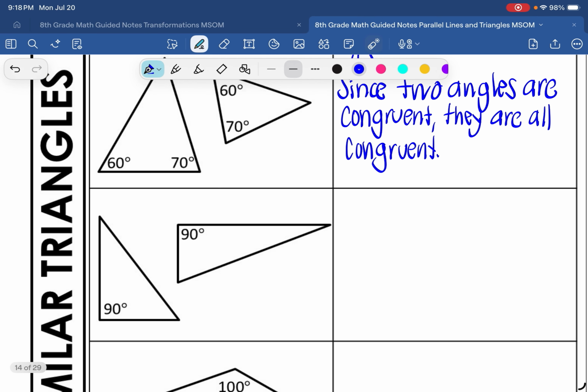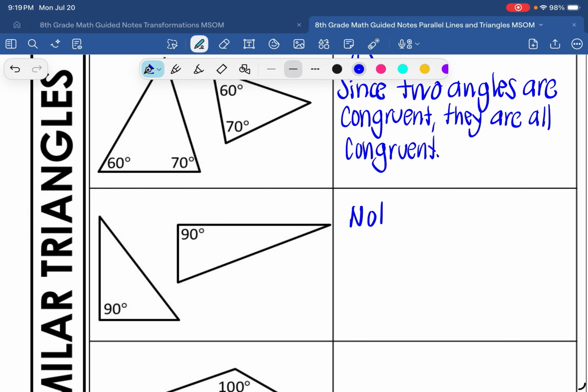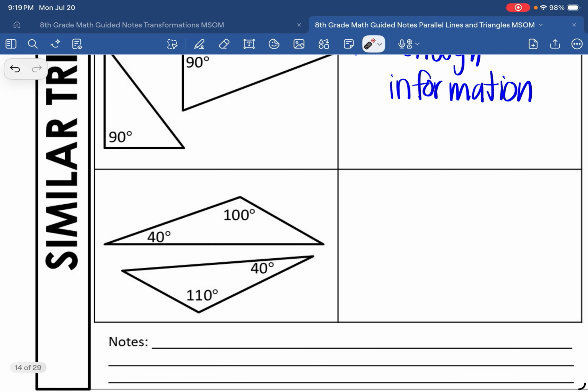Let's look at the next question. It tells us that this is 90 degrees and this is 90 degrees. Now, we don't know the measures of these other angles. They could be the same, they could be different. So they could be similar, but we don't have enough information to know if these angles are the same. We need at least two angles to determine if they are similar. We're going to write not enough information.